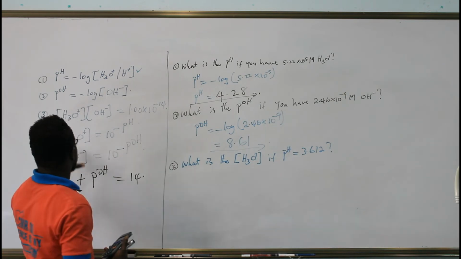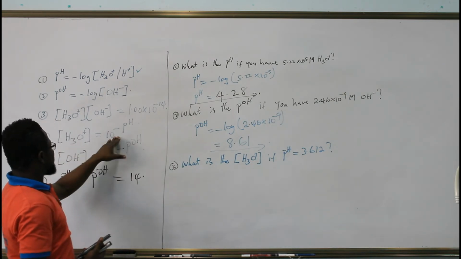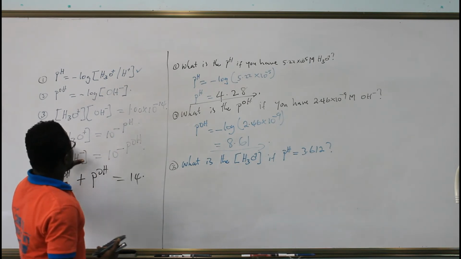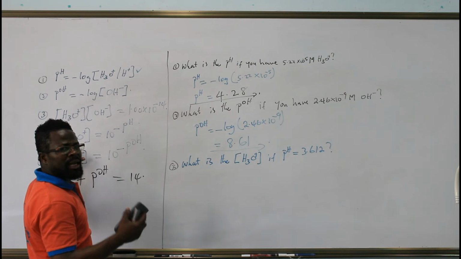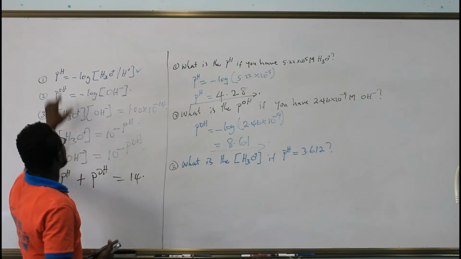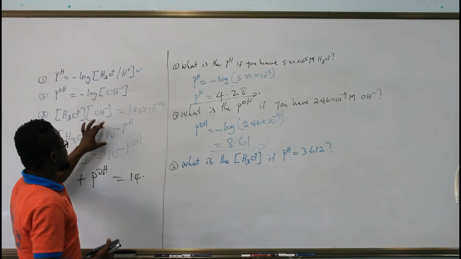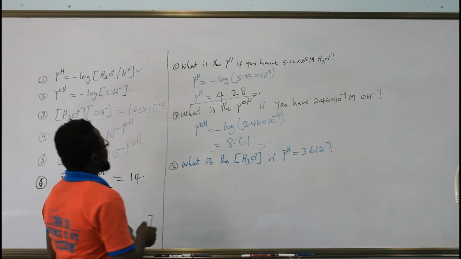The best formula is formula number 4, which is straight away making use of this and getting the answer. But I'm not going to use this. I just want you to get familiar with how to make use of number 1 to number 4. So I'm going to use number 1 in getting to number 4.